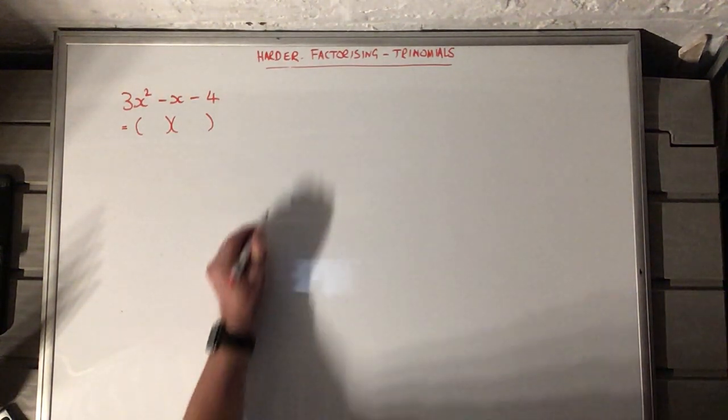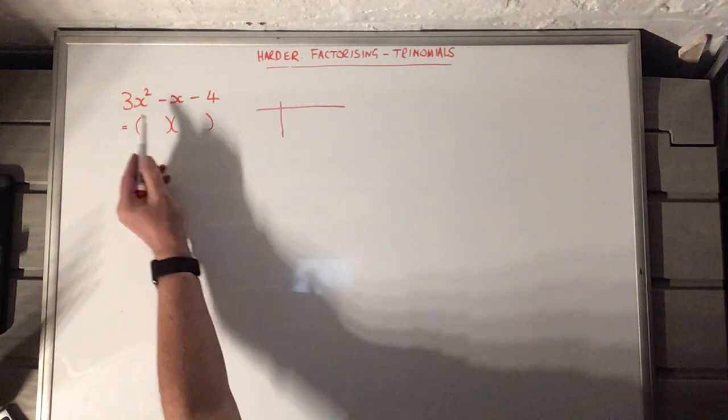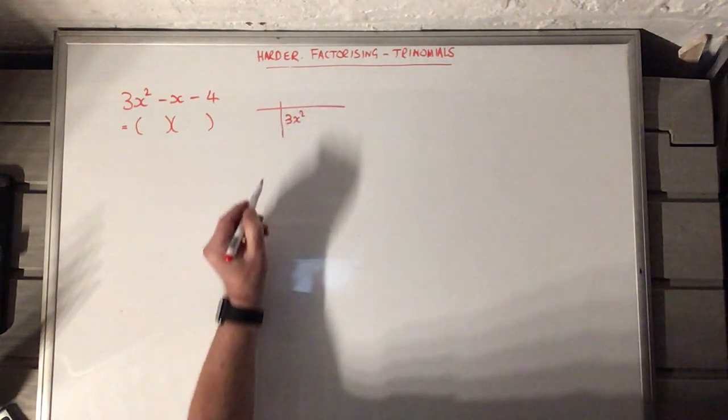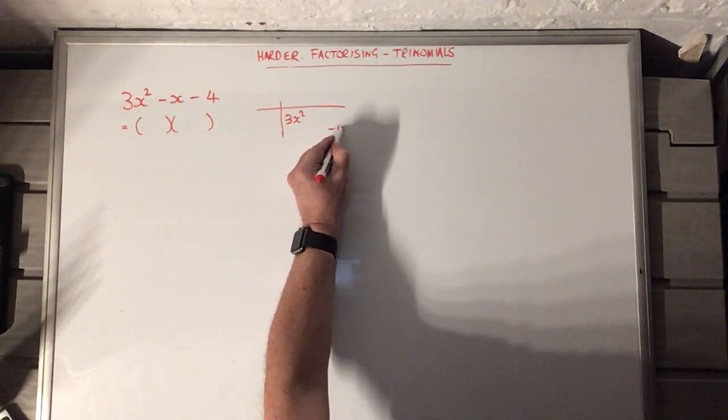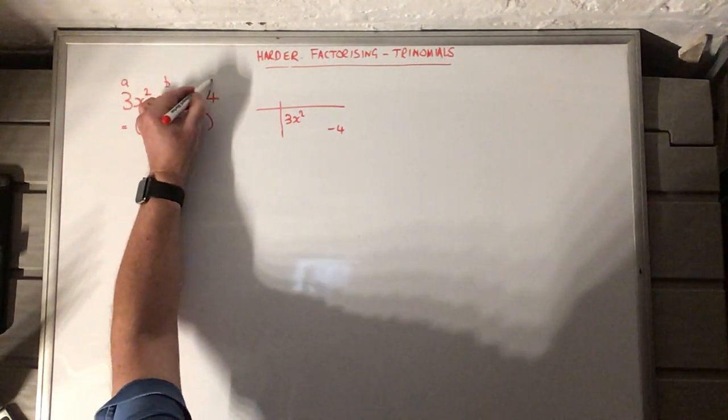So a harder type. Well, here's a grid. Again, first term goes along here. That's 3x squared. And minus 4 down the bottom. Now remember, this is your A, your B and your C.